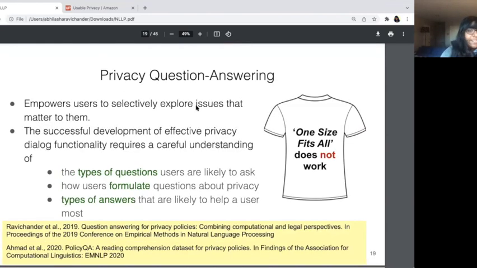Another promising direction is the development of privacy question answering, because this can be personalized to each user, since each user can selectively explore the issues in privacy policies that matter most to them. But there are many challenges in this space as well. To develop effective question answering functionality, you need to understand the types of questions users are likely to ask, how users are going to formulate the questions, and what kinds of answers are actually going to be helpful to users.